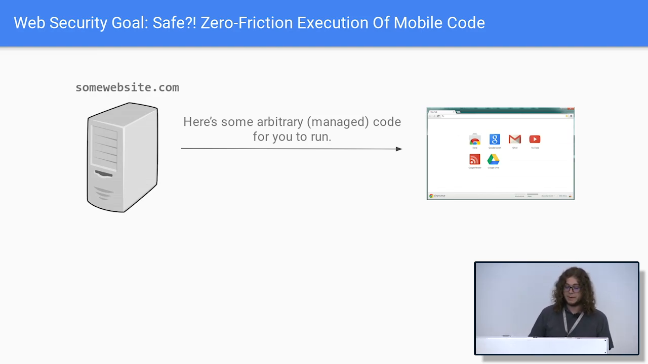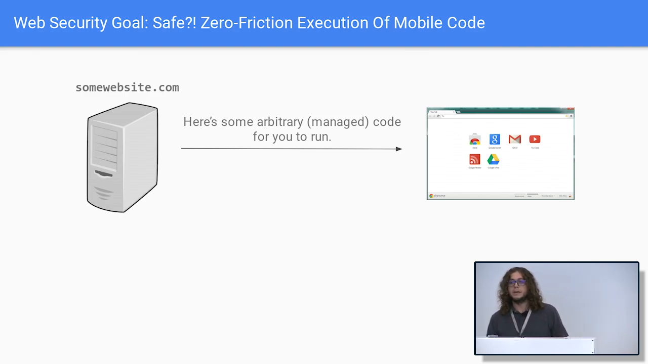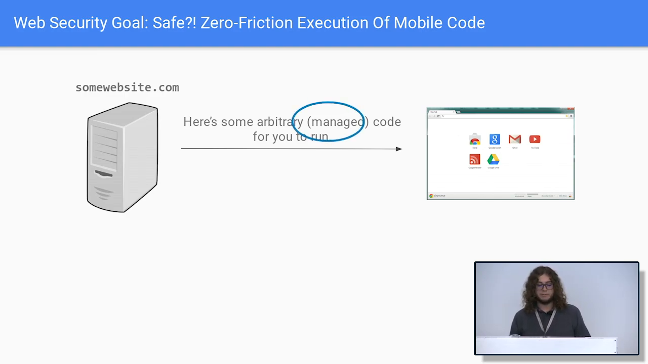So this is something that makes the web awesome as a platform, but it's also something that makes working on browser and web security important and very challenging. So how do we manage? How does Chrome manage this feat? Well, the fact that the code is managed is a big part of it.